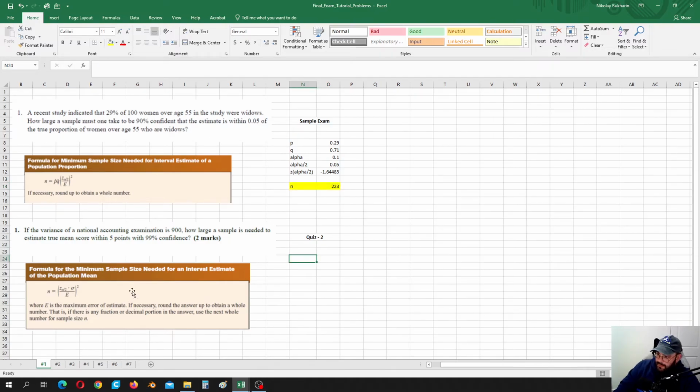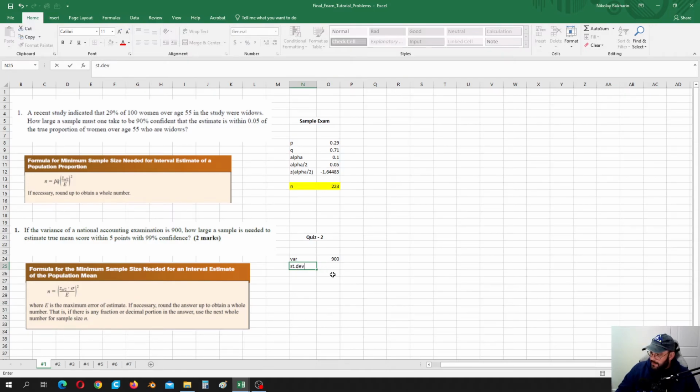So let's see the next one. The next one is from quiz number 2. If the variance of national accounting examination is 900, how large a sample is needed to estimate the mean score within 5 points with 99% confidence? Okay, our standard deviation of population here, what is it? It's the square root of the variance.